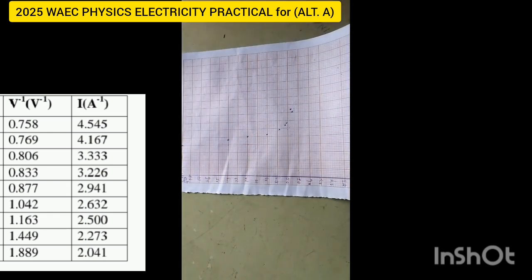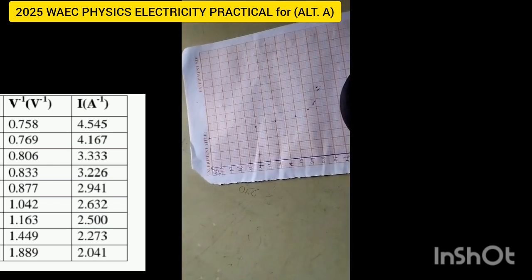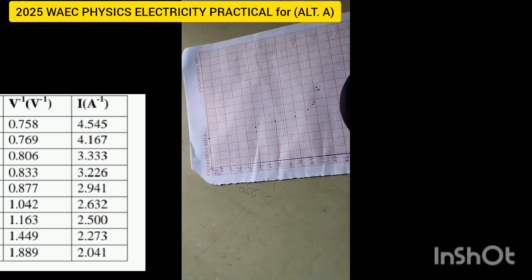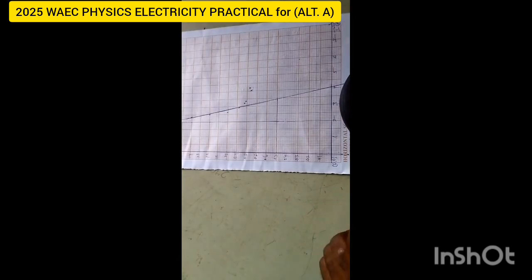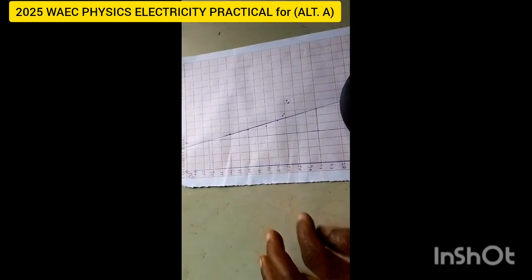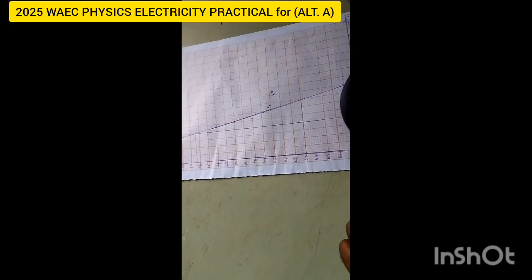Now, having plotted this, the next thing now is to draw our line of best fit. Remember, these are scattered points. These are plotted points. 1, 2, 3, 4, 5, 6, 7, 8, 9. So let's do it. Now, I have drawn the line of best fit. After the line of best fit, this is the picture of the graph we have. The next thing to do is to calculate our slope.